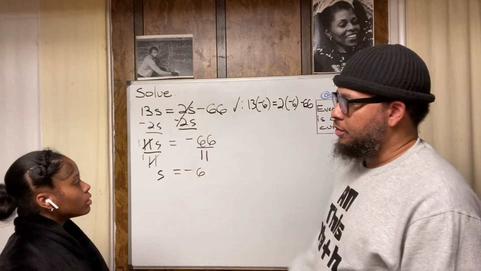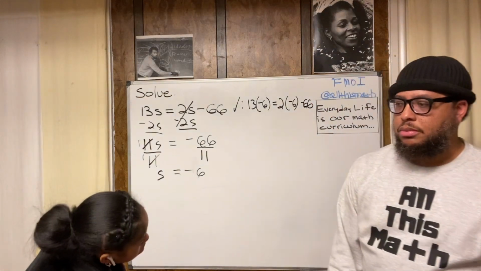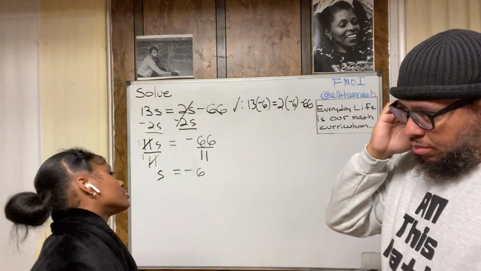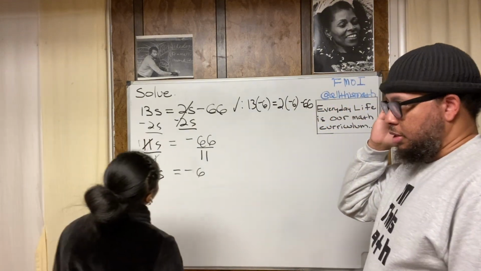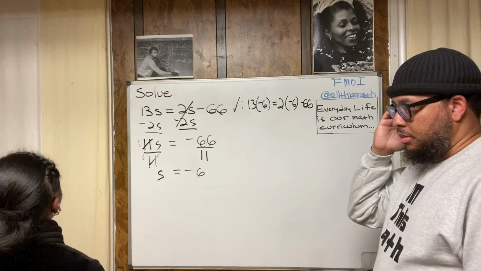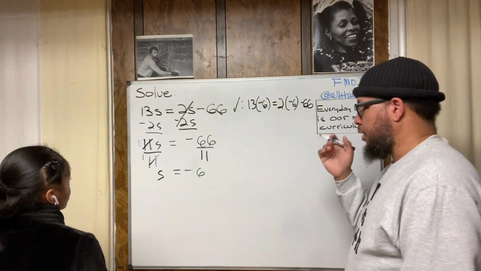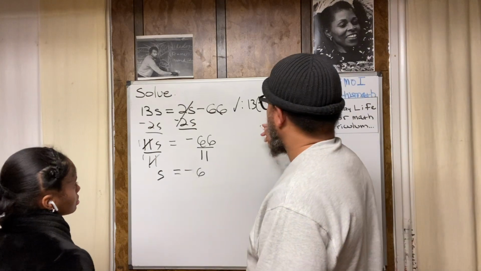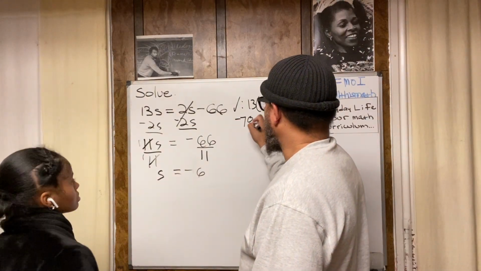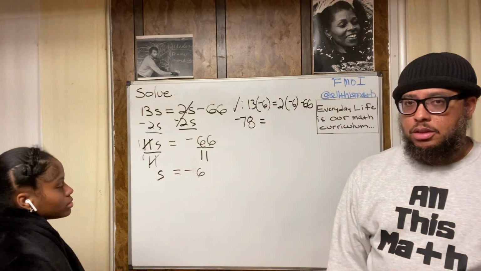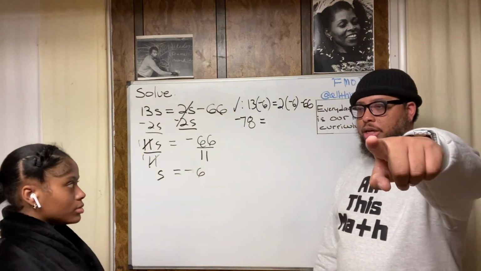What's 13 times negative 6? Let's see how many multiplication facts you know. 13 times negative 6. You know your 13 facts? Negative 78. So you know your 13 facts, or did you figure it out by decomposing? How'd you figure that out? Tell the people how you figured that out. Look into the camera. How'd you get negative 78?